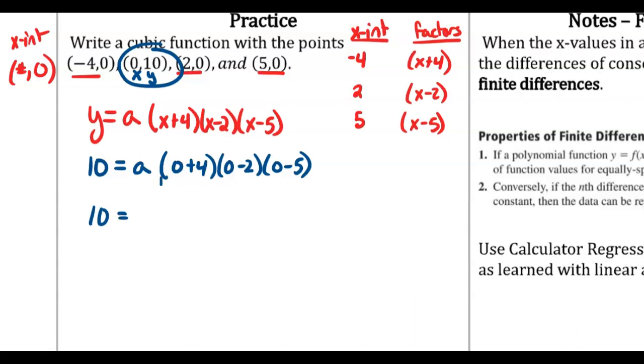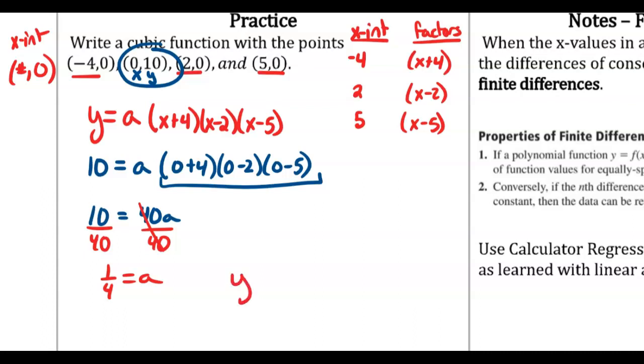All right, and so if you just do this in a calculator, you can literally just plug it in, parentheses and all. And what you're going to have is 40 times a. You're trying to solve for a, because if you know a, then you've done all the work and you're ready to write your equation. So I divide by 40. 10 divided by 40 is 1/4.